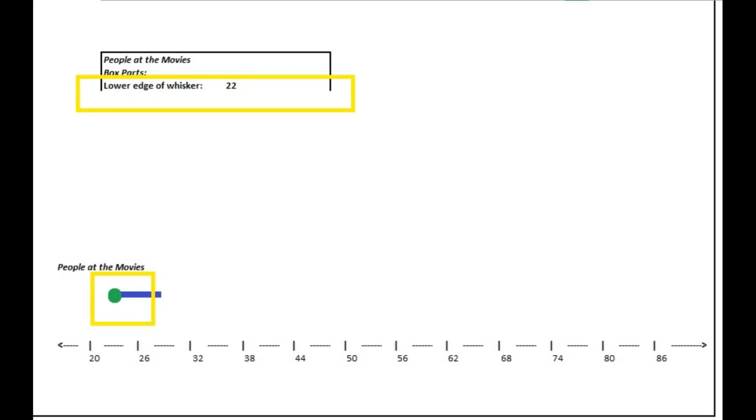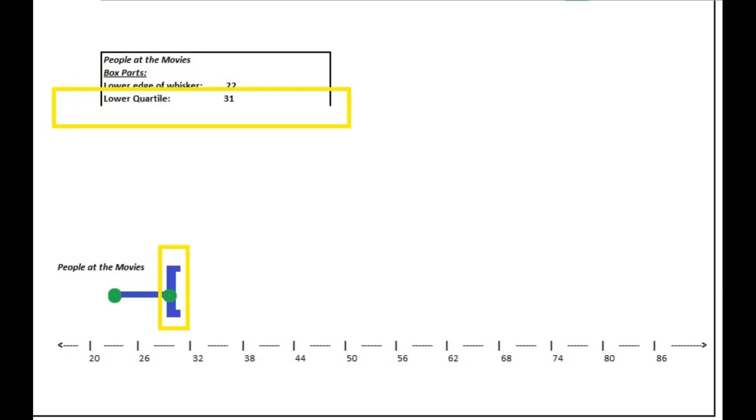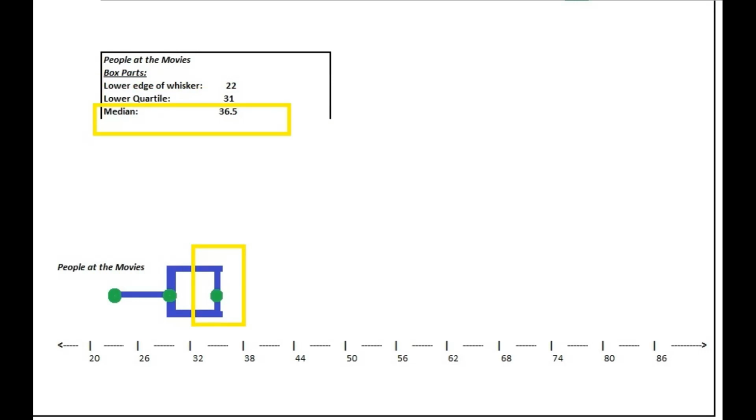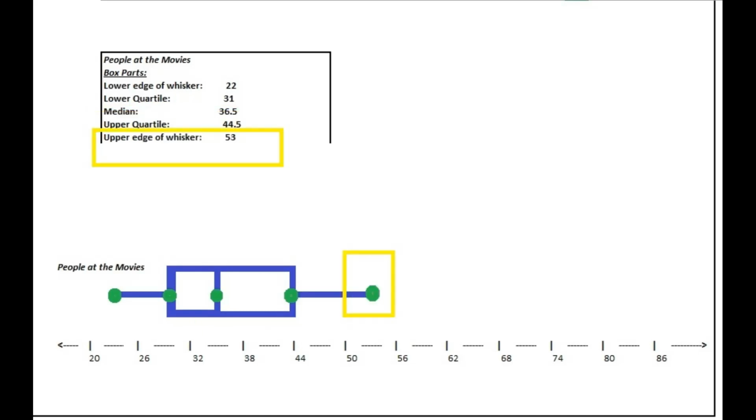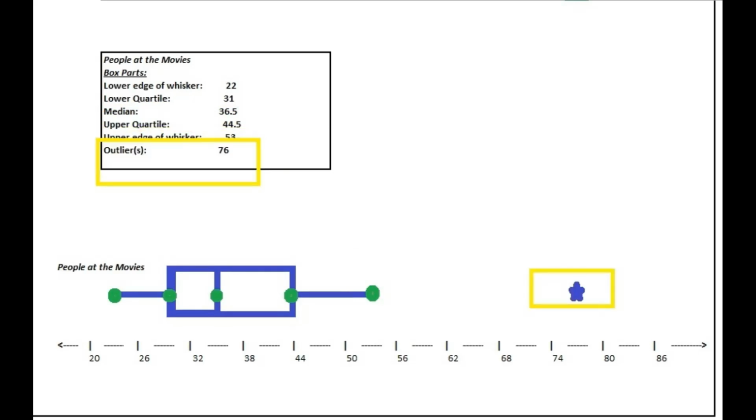The lower edge of our whisker is 22. The lower quartile is 31. The median is 36.5. The upper quartile is 44.5. And the upper edge of our whisker is 53. And our outlier, 76.